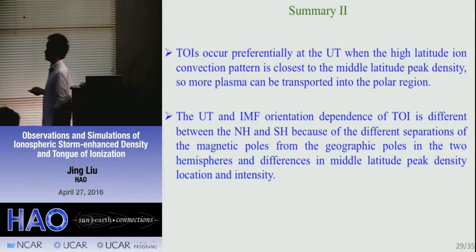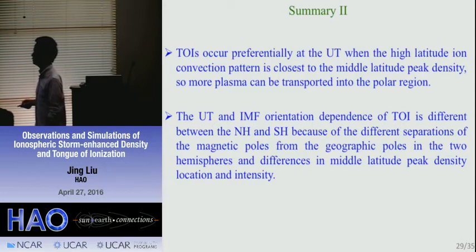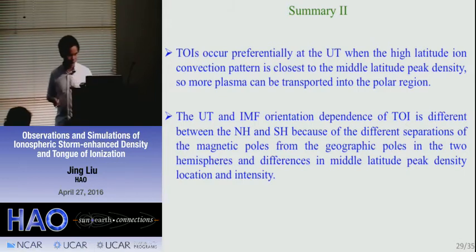Here is a summary for the second part. TOI tends to occur preferentially at the UT when the high latitude ion convection is closest to the mid-latitude peak density, so more plasma can be transported directly into the polar region. The UT and IMF orientation dependence of TOI is different between the northern and southern hemisphere because of different separation of these two poles, and also differences in the mid-latitude peak density, location and intensity.